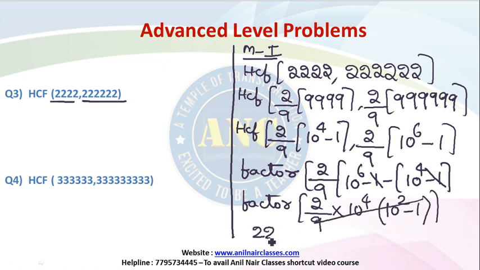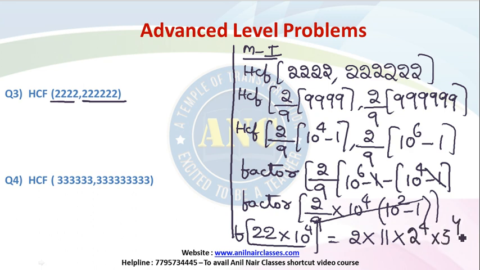So it is nothing but 22 into 10 power 4. Answer is nothing but a factor of 22 into 10 power 4. 22 is nothing but 2 into 11, and 10 power 4 is 2 power 4 into 5 power 4. This is an even number. HCF of any two even numbers will be an even number. This is out, this is out.